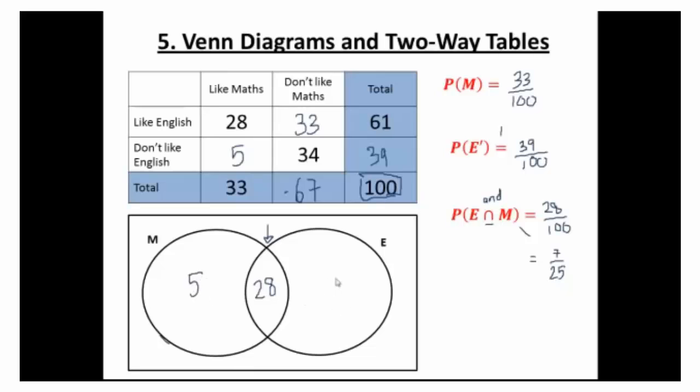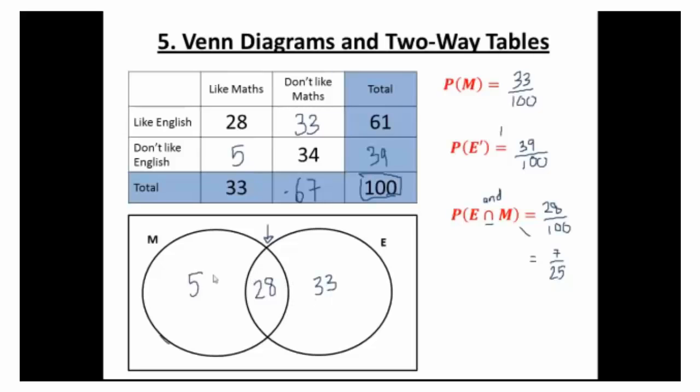Okay, same case on this side. Now we want the people who only like English, but they don't like maths. So that is this number here. This is the people who, oh, sorry, I'm wrong. It's this one up here. So this is the amount of people that like English, okay, but they don't like maths, so 33. Okay, so that's how we fill in our Venn diagram.